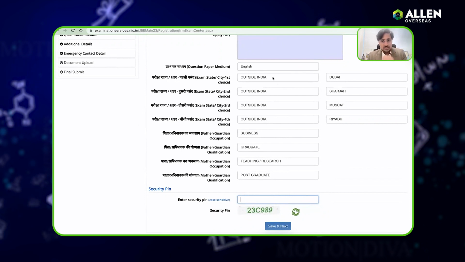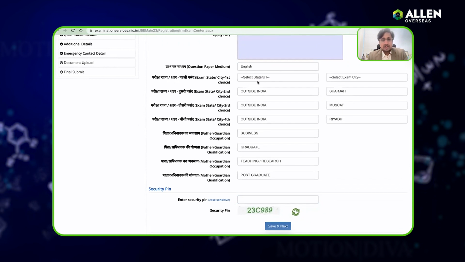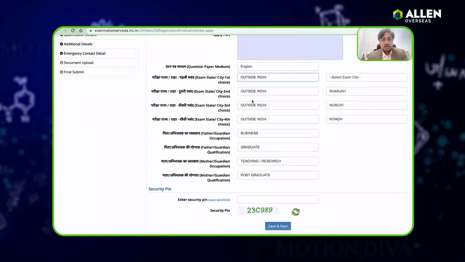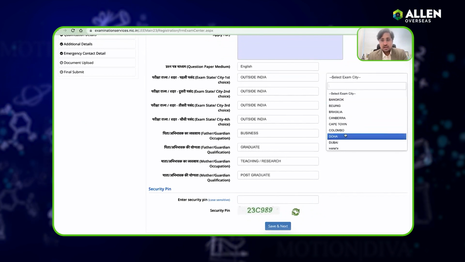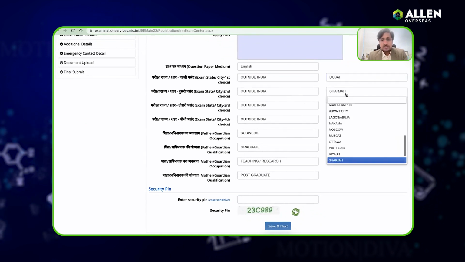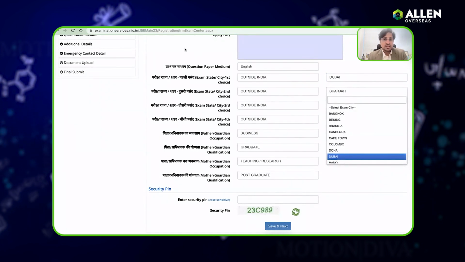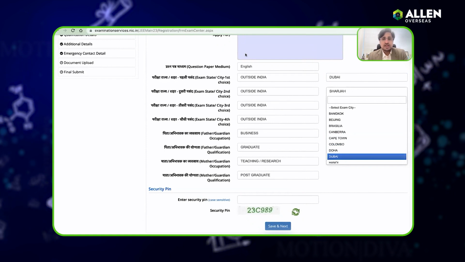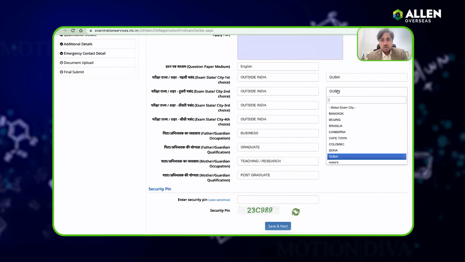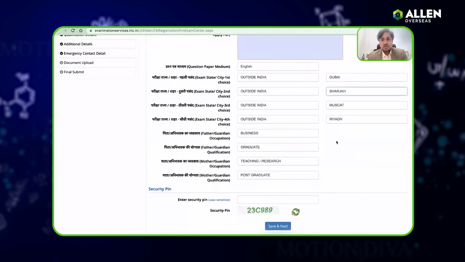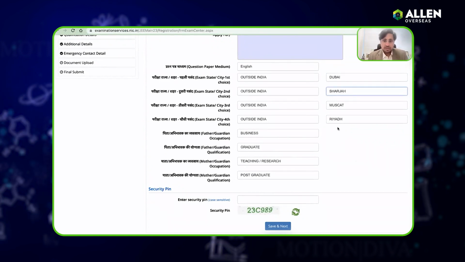So see, once I go here, it says required field, outside India. Outside India is by default the only option available, and then I have to select Dubai. Let me show you what happens if I select Dubai again. It says the first and second choice of exam center should not be the same. So you cannot fill the same examination center. You have to change it, and all the 4 choices should be different. So Dubai, Sharjah, Muscat, Riyadh.